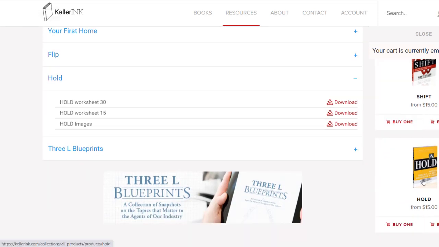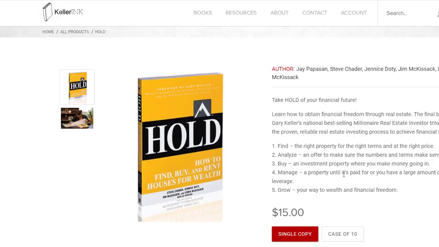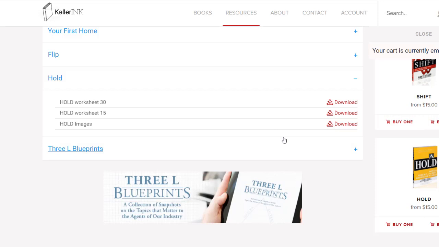And I actually found this in a book that I originally read. It was called Hold. It looks like it's right here, actually. Here, let me go ahead and click on that so you can take a look at it. So the book's called Hold, How to Find, Buy, and Rent Houses for Wealth. And inside they have a set of resources that allow you to use a worksheet. And it's very easy and user-friendly, and it gives you all of the data that I think that you need in order to make an educated decision when you're analyzing rentals.